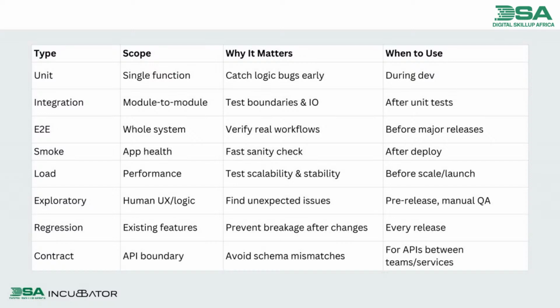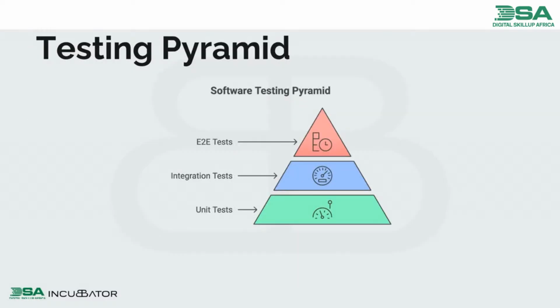And then you have regression to test existing features, and then contracts to test for API boundary, just like we did with integration test. So in all of this that we have described, you may want to begin to think, why? And that would take us to the testing pyramid. But before we go into that, I will take a look at the chat section to see if there are any questions being asked.